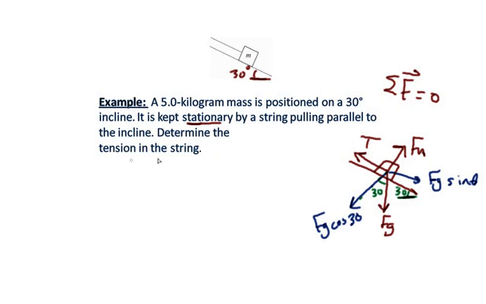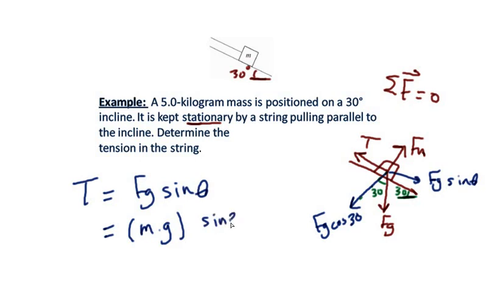Okay, determine the tension in the string. If the object is at rest or stationary as it is mentioned here, then the net force is 0. So tension equals Fg sine theta and Fn equals Fg cosine theta. Then the tension is Fg sine theta. Fg is mass times g, sine 30. Sine 30 is half, the mass is 5, and g is approximately 10. 50 times half is 25 newtons.